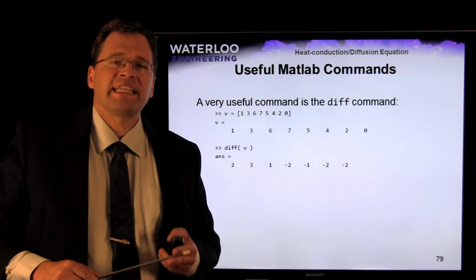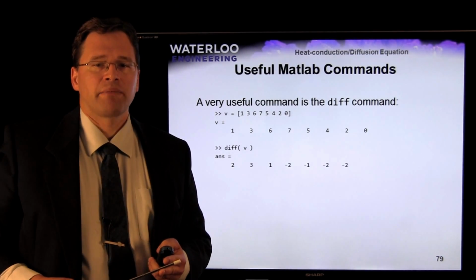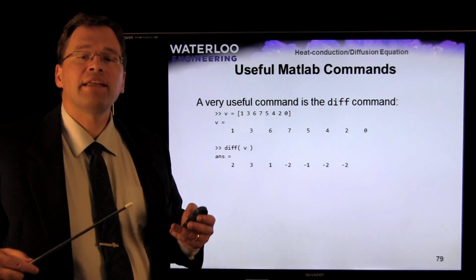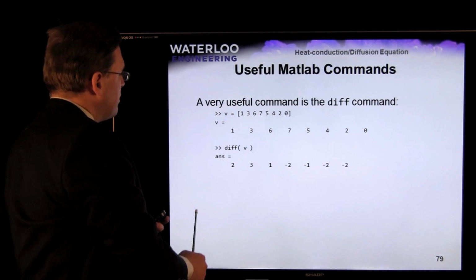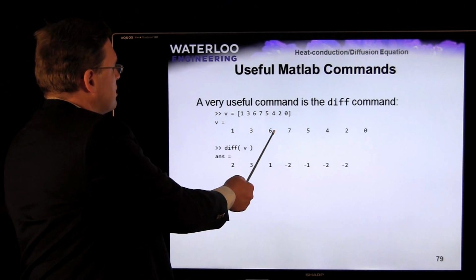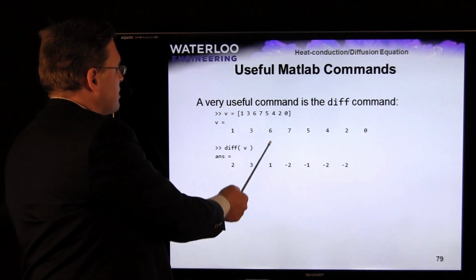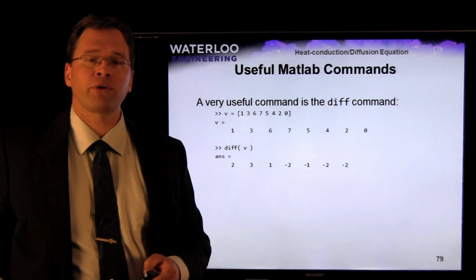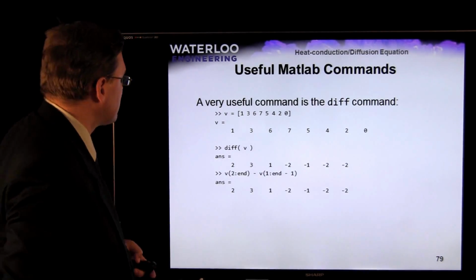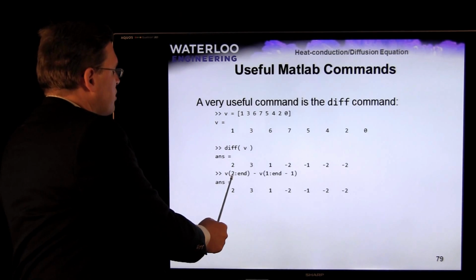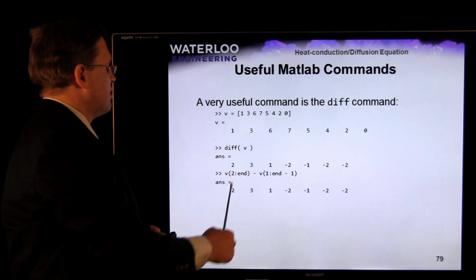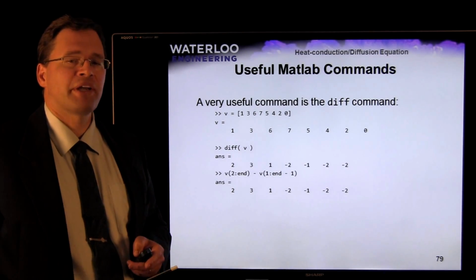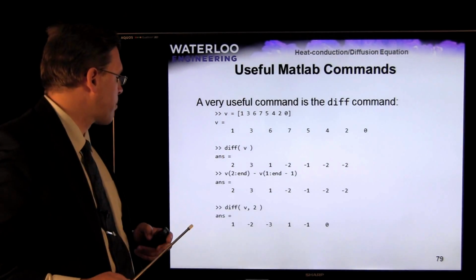Another very useful command is the diff command, and you should be using it. So for example, here I have a vector of some random values I typed in, and if you now call diff on it, it will calculate 3 minus 1, or 2, 6 minus 3, 3, 7 minus 6, 1, 5 minus 7, which is -2, and so on and so forth. This is essentially the same as taking all the values from the second to the second last and subtracting from it the first to the second last entries. But again, this is faster and internal.